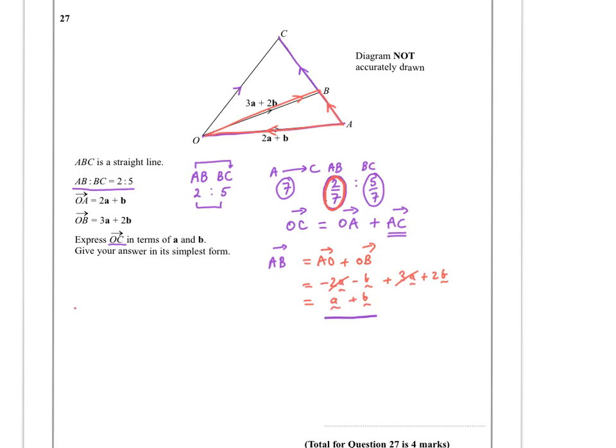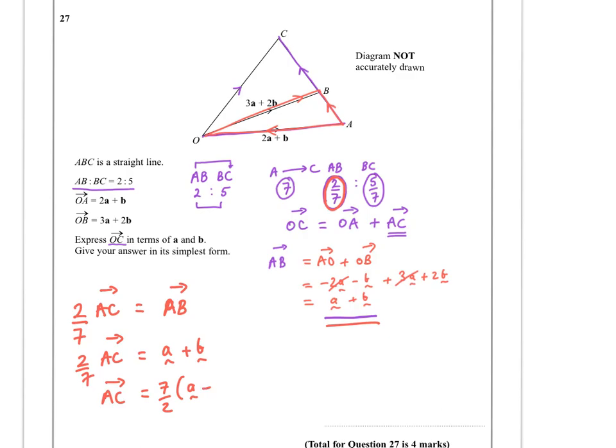And think of it this way, we've got 2/7 of AC is AB, and therefore 2/7 of AC is AB, which is A plus B. So if we multiply both sides by 7 and divide by 2 to get rid of the 2/7 on the left hand side, we'll have 7/2 of A plus B. And then all we have to do is substitute it into here, and then we've got our answer.